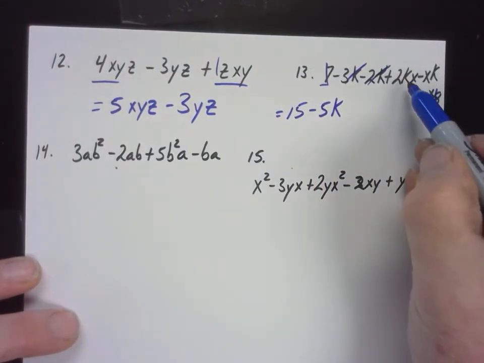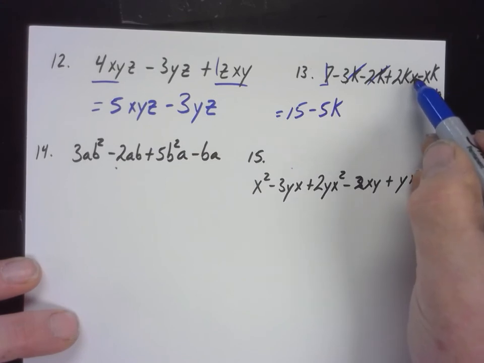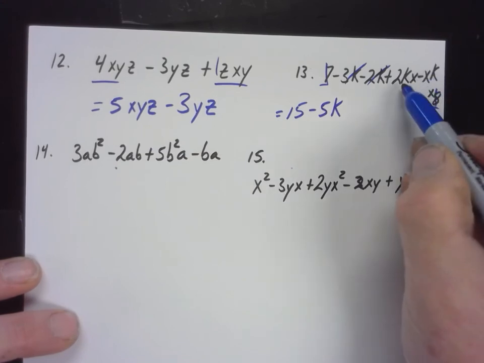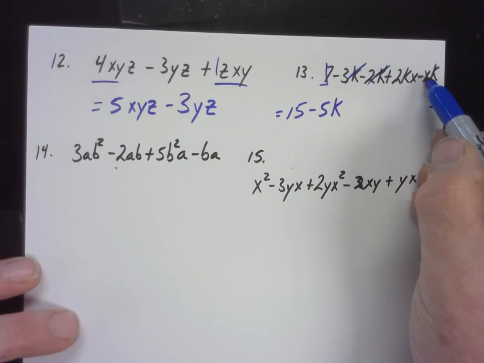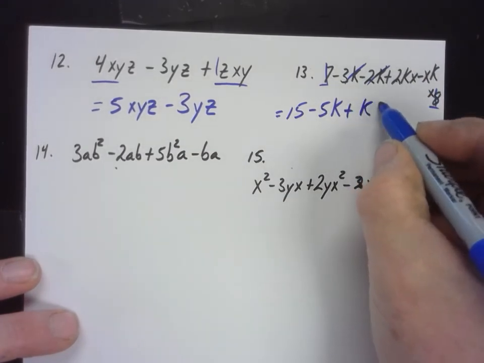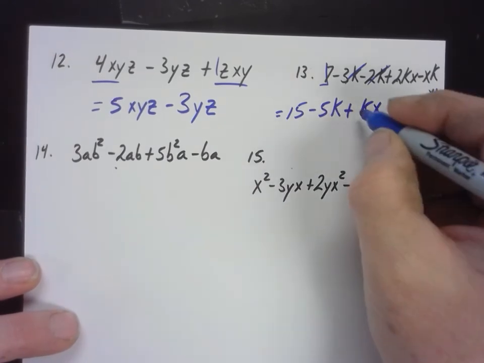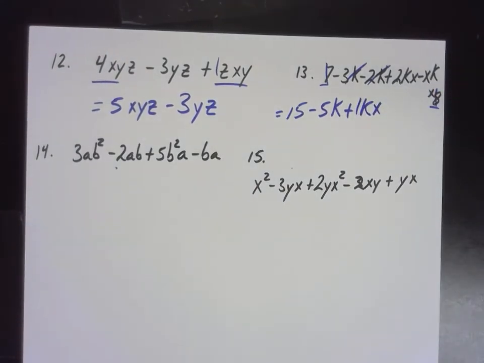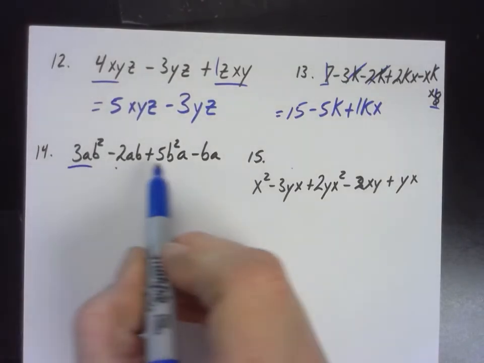And I believe these are like terms as well, aren't they? They're both k times x. So we have a 2 and we have a negative 1. So that's positive 1 kx. And it's okay to put the 1 there, especially right now, when you guys are still learning. Alright, so 14. I think the first term and the third term are like terms.